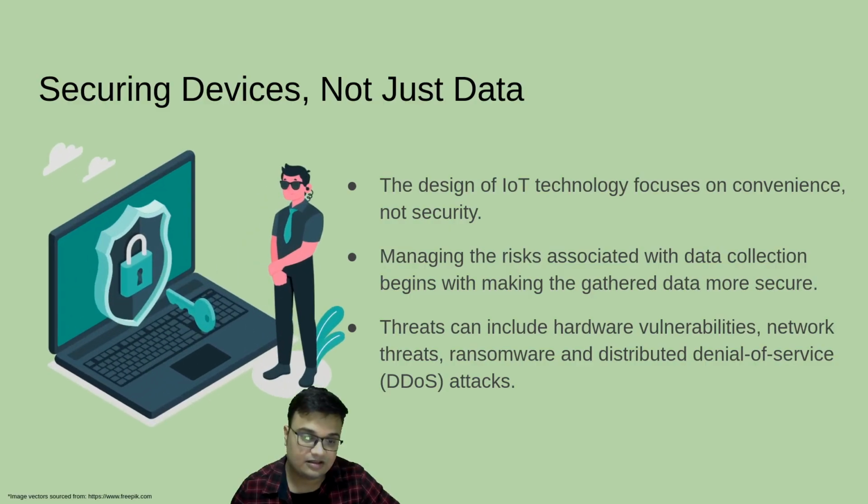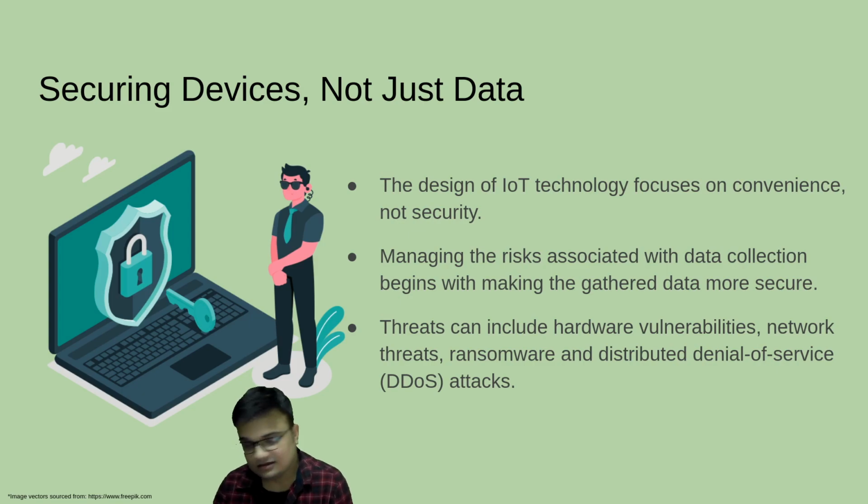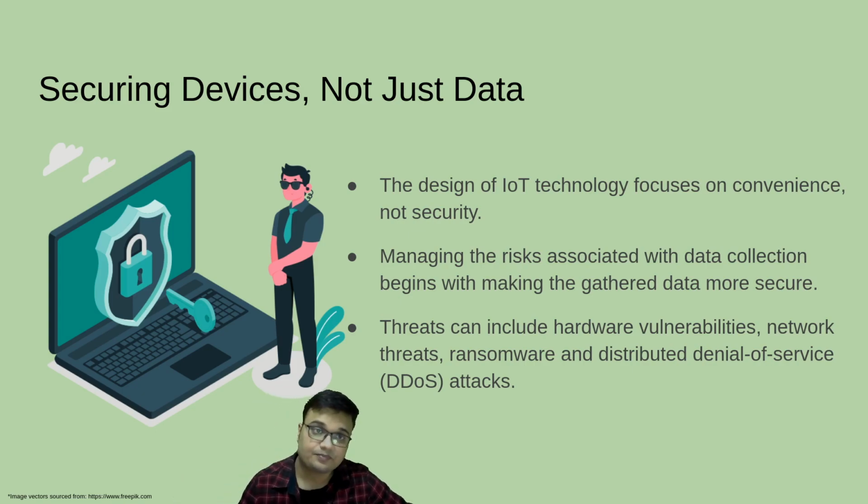So, moving on, how do we secure ourselves then? It's not just about securing our data, but it's also about securing devices. The design of IoT technology focuses on convenience, not security, which makes our data vulnerable. Managing the risks associated with data collection begins with making the gathered data more secure. The time has come now to ask what does privacy truly require? Right now, threats include hardware vulnerabilities, network threats, ransomware, and distributed denial of service, which we call DDoS attacks. Simple steps like securing a home router can prevent vulnerable devices from being severely compromised and save you a lot of trouble and also a lot of headache.